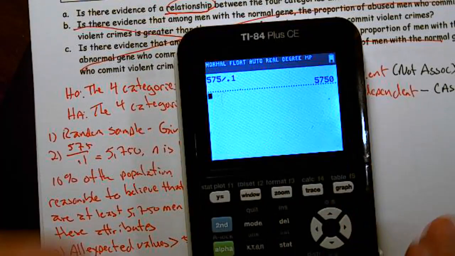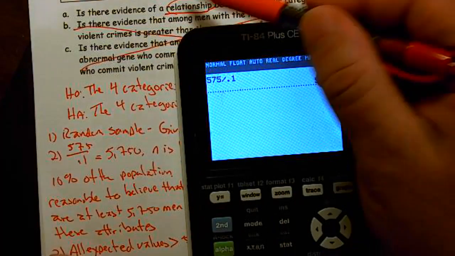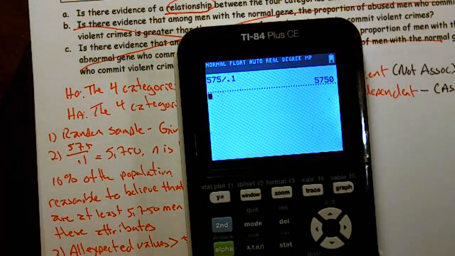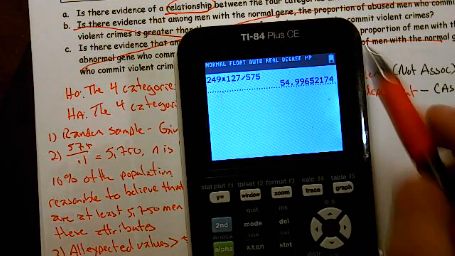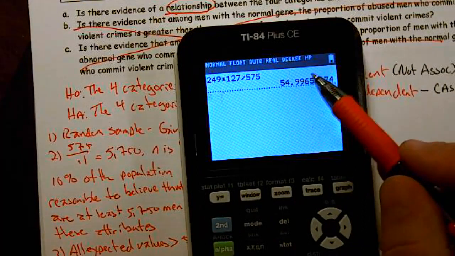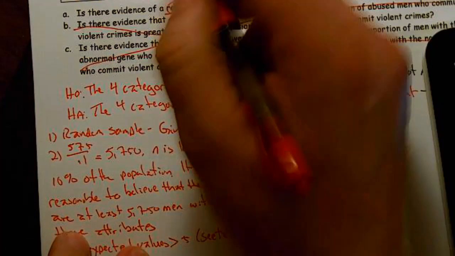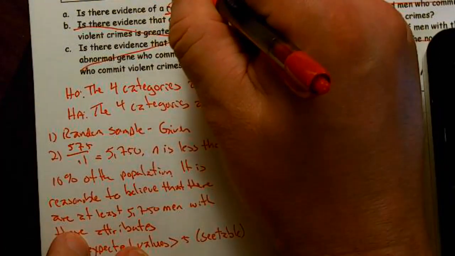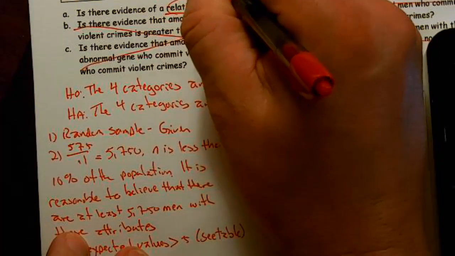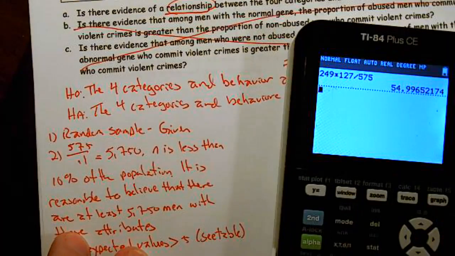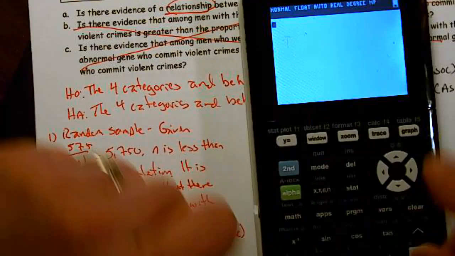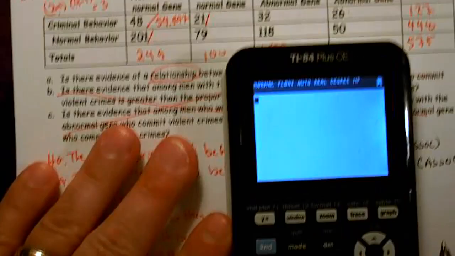We can go about doing it by hand. By hand, I'd go 249 times 127 divided by 575. That equals 54.99. That ends up being a lot of work. But I have room up here, and this is what you would normally do, you'd write it up here. So I'm going to need to write all of these out here. Here's the way we do this using the matrix, just as a reminder.